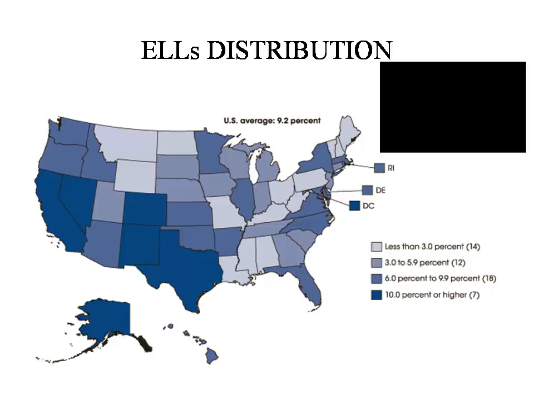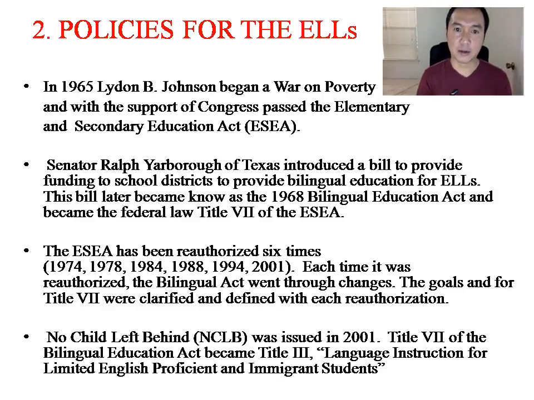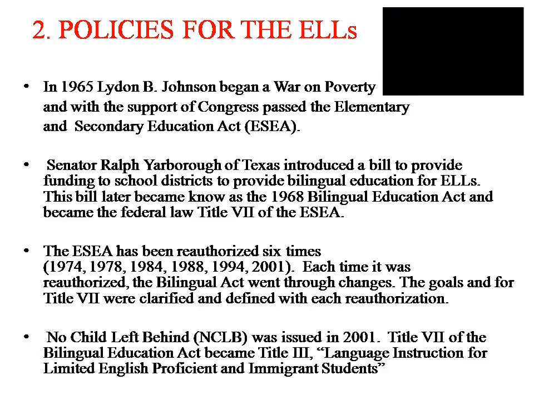the West. To tackle the language problem, there have been various policies targeted at English language learners for their poverty eradication and higher social mobility. No Child Left Behind was issued in 2001. Title 7 of the Bilingual Education Act became Title 3, Language Instruction for Limited English Proficient and Immigrant Students.